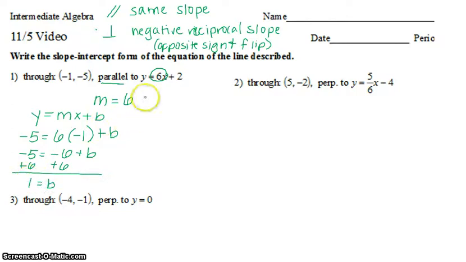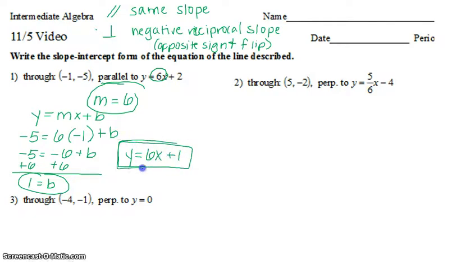So now I have my slope and I have my y-intercept. I can write my equation. y equals 6x plus 1. And that is my answer.